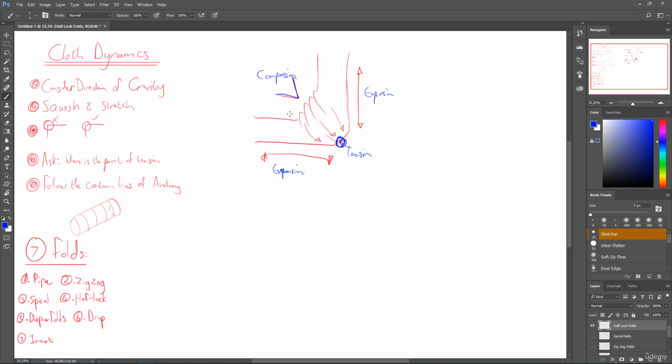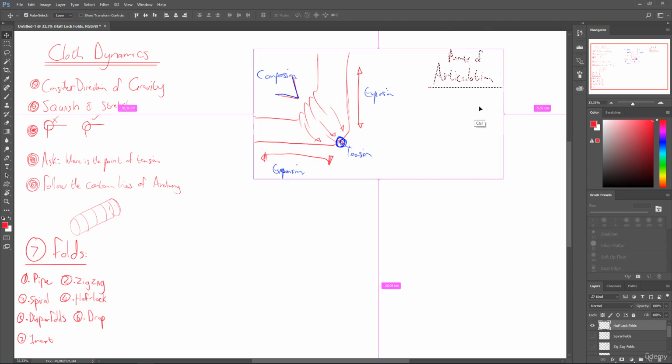All right. And so areas where you see half-lock folds are generally points of articulation, right? Points of articulation where our limbs can move, the actual joint areas where they move, is where we will see these types of folds occurring. All right. At the points of articulation.